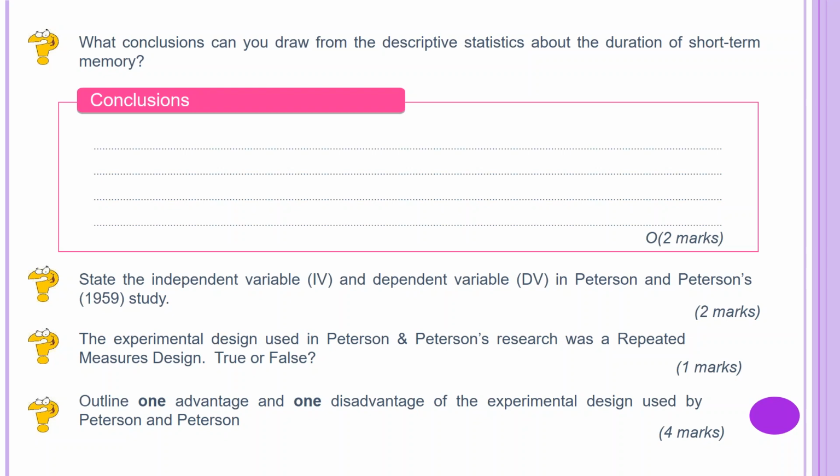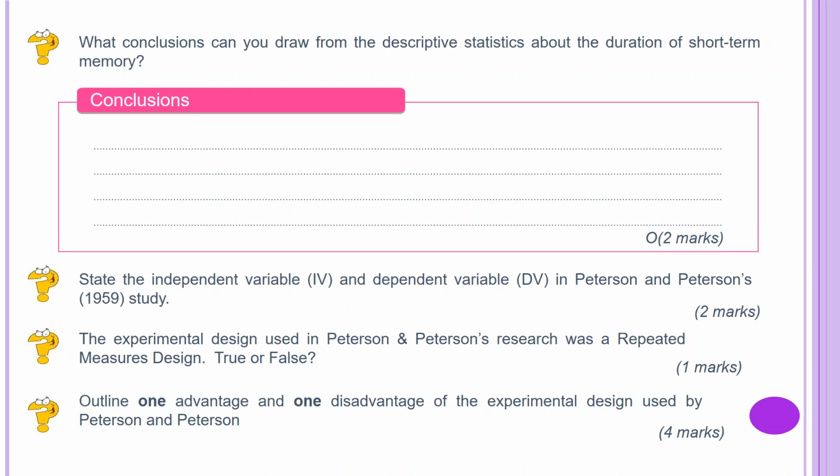The experimental design used in Peterson and Peterson's research was a repeated measures design. Okay, the answer here, hopefully you've got, is true. True, because obviously the same participants are taking part in the 3-second interval, the 6-second interval, the 9-second interval. Then the next question, outline one advantage and one disadvantage of the experimental design used.